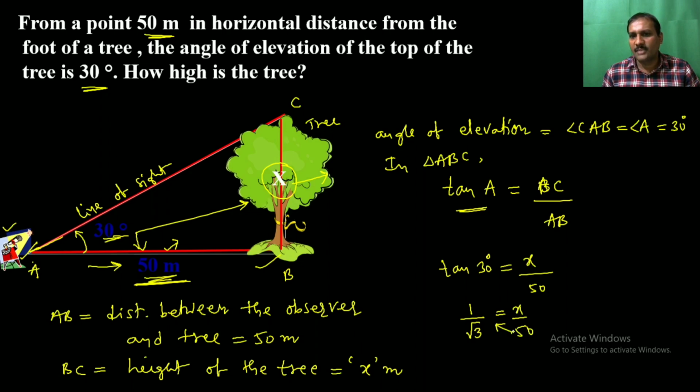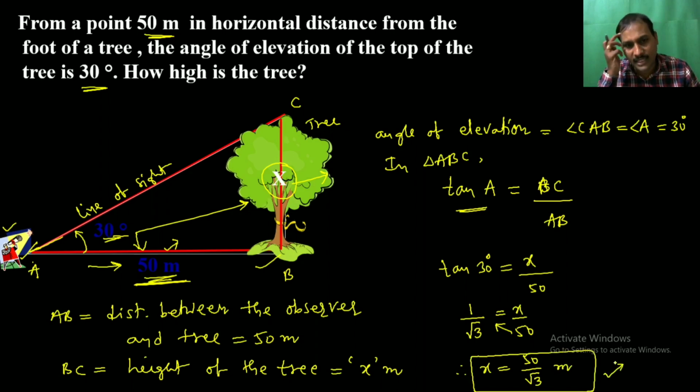Let us transpose 50 to the other side. So you'll get x is equal to 50 by root 3 meters. This is the height of the tree, 50 by root 3 meters. And you can simplify further by taking root 3 is equal to 1.732, whatever it is. Okay, so let us go to the next problem.